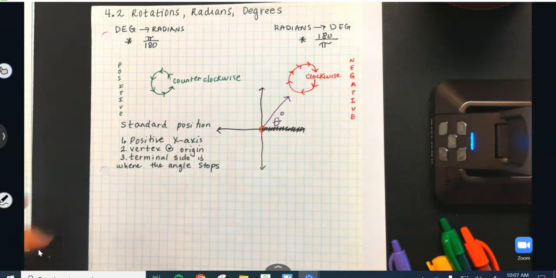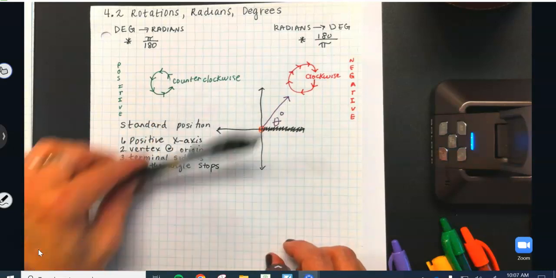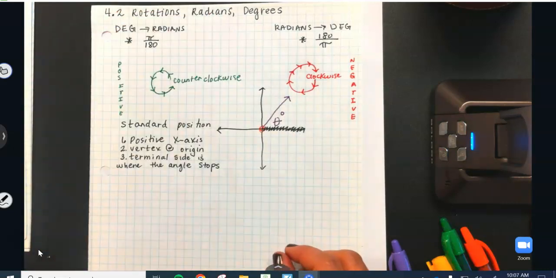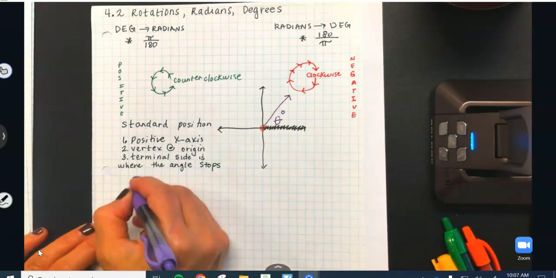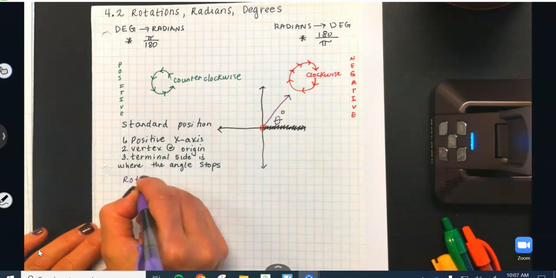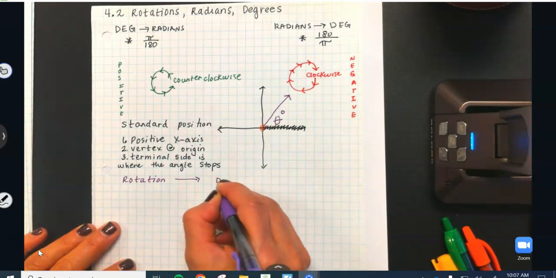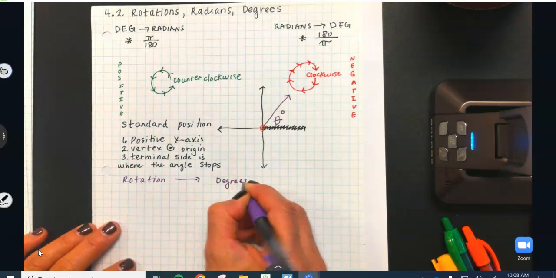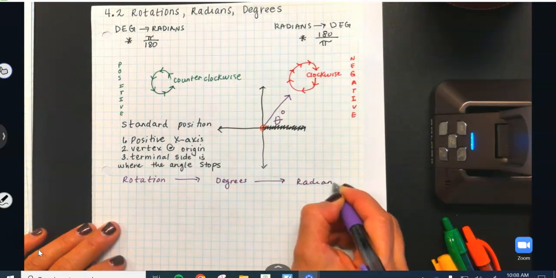Okay, so since it's anchored at the origin, we're just going to be rotating. Sometimes I'm going to rotate up. It's going to be counterclockwise. Sometimes I'm going to rotate down. It's going to be clockwise. So let's talk about rotations, because when you do a rotation, you're going to have to find the degrees and the radians. So let's say we have a rotation. I'm going to show you how to convert that to degrees. And then we're going to convert it to radians to get that practice in there.